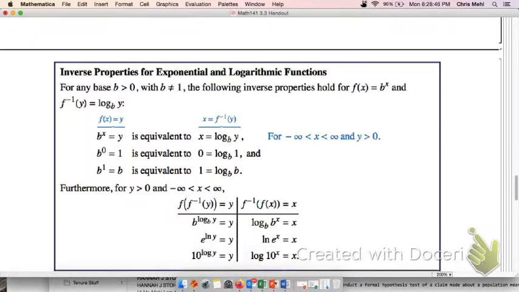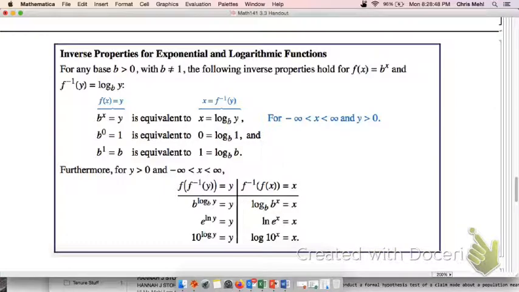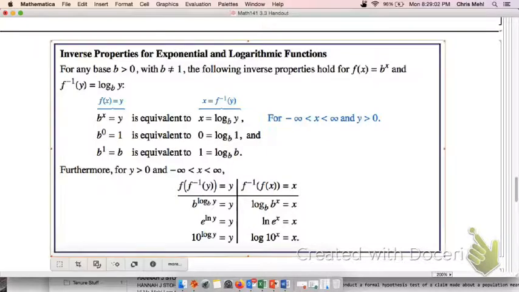The last thing we need to do is talk about inverse properties for exponential and logarithmic functions. For any base b greater than 0, and again the base always has to be positive and it cannot equal 1, the following inverse properties hold for f of x equals b to the x, and f inverse of y equals log base b of y.